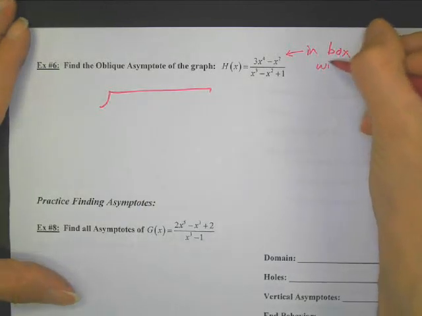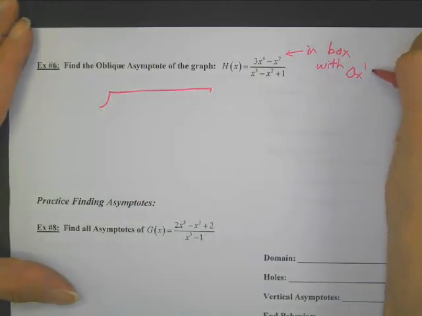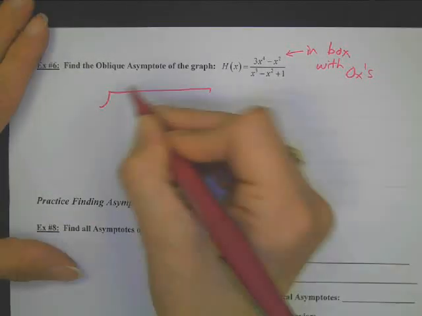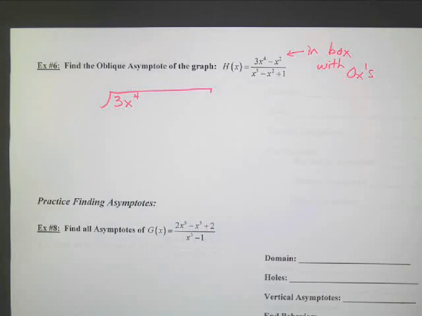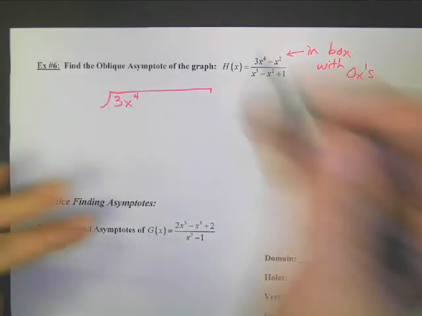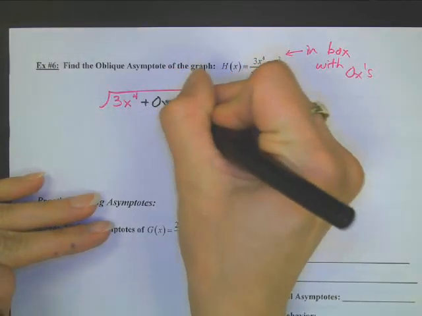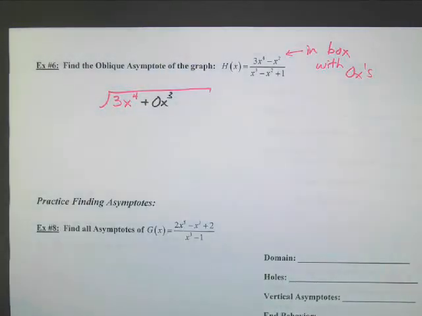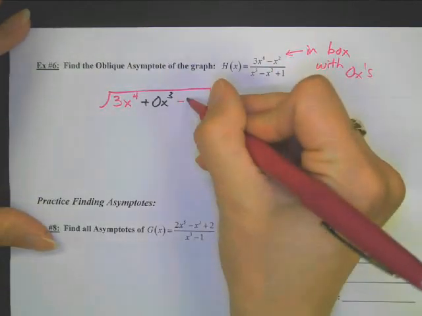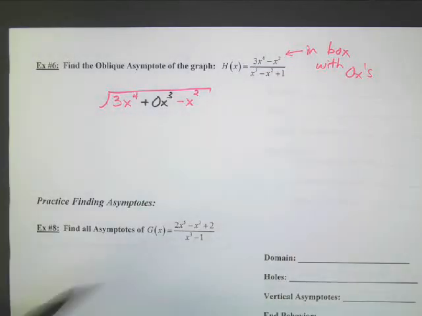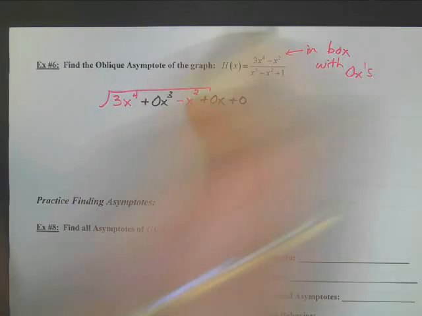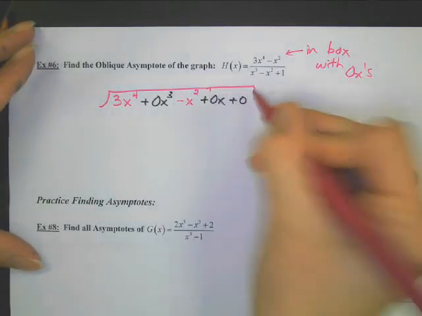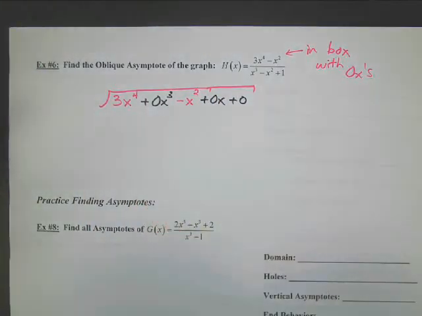Okay, and don't forget the placeholders. So in the box, we're going to start off with 3x to the 4th. Now, how about the cubics? I don't see any cubics, so I'm going to say plus 0x cubed. After the cubics come the quadratics, so minus x squared. After x squared comes 0x plus 0. So I'm going to fill in all those terms.